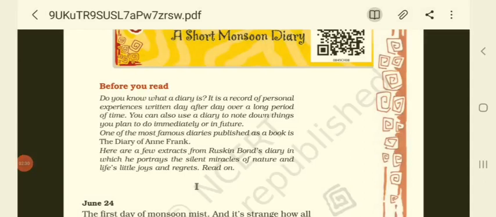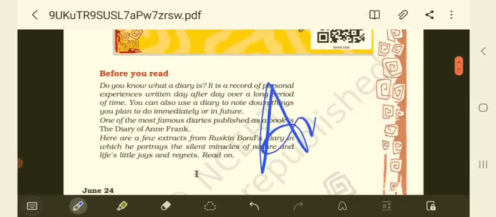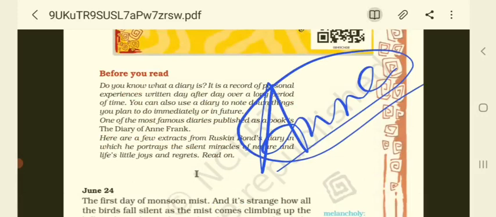So yeah, before we read, as you can see here is a bit of preface. It asks us, what a diary is. We all know it's a record of personal experiences written day after day over a long period of time, isn't it? We can use a diary to write down things. One of the most famous diaries ever published as a book is the Diary of Anne Frank. We all know who Anne Frank is, isn't it? She was executed by Hitler, Adolf Hitler, during the rise of Nazism in Germany and adjoining areas, isn't it? So let's begin reading without any further ado.